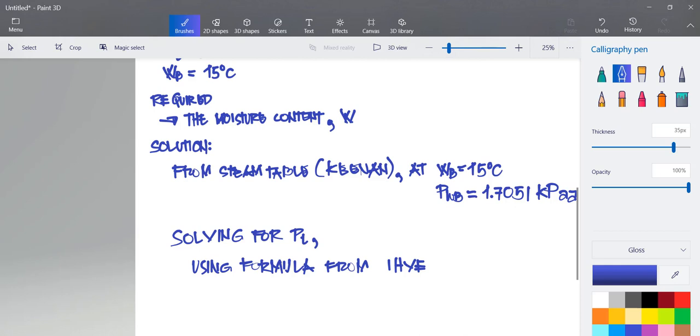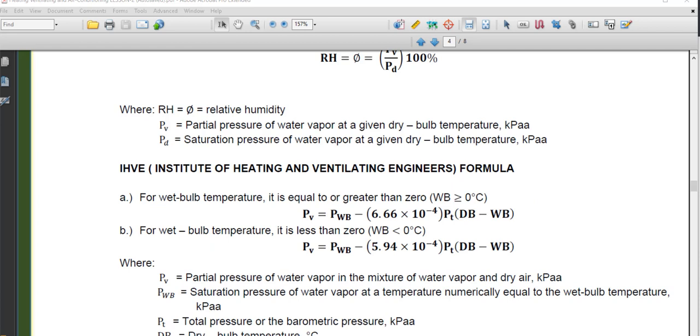So defining this one, from the Institute of Heating and Ventilating Engineers, we have your equation. For wet bulb temperature equal to or greater than 0, we can use this one. But for wet bulb temperature less than 0, we can use this one. Since the wet bulb temperature is greater than 0, we'll be using this one.